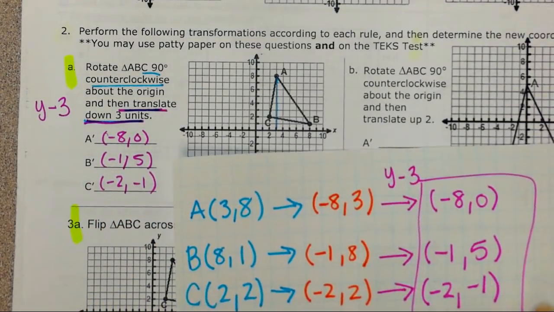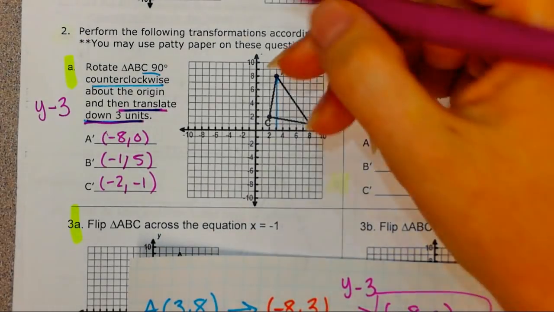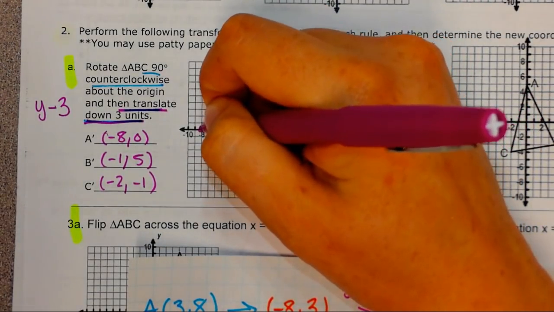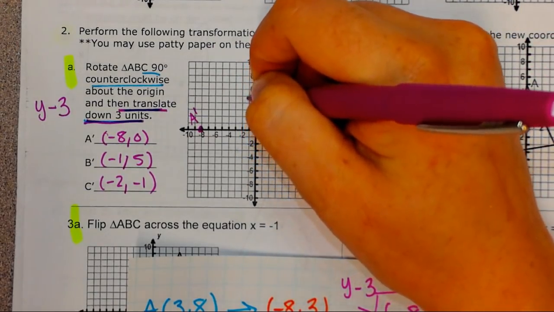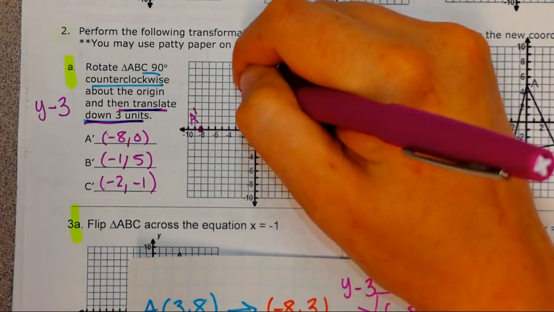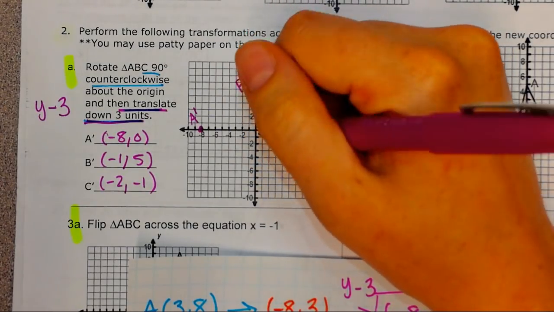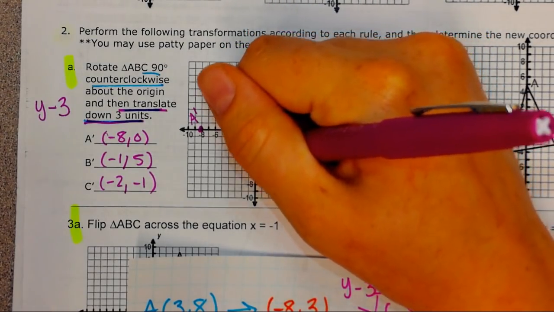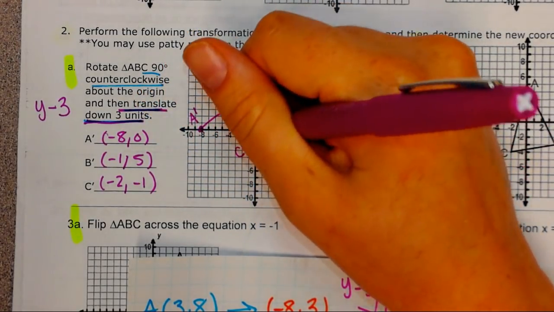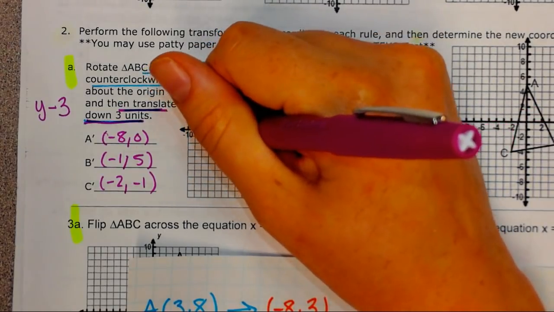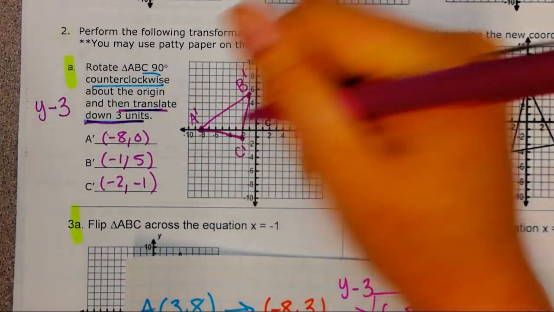Okay. All right, I'm going to plot that on my graph. So there's my A prime, B prime, and C prime. Okay, and there's our new figure.